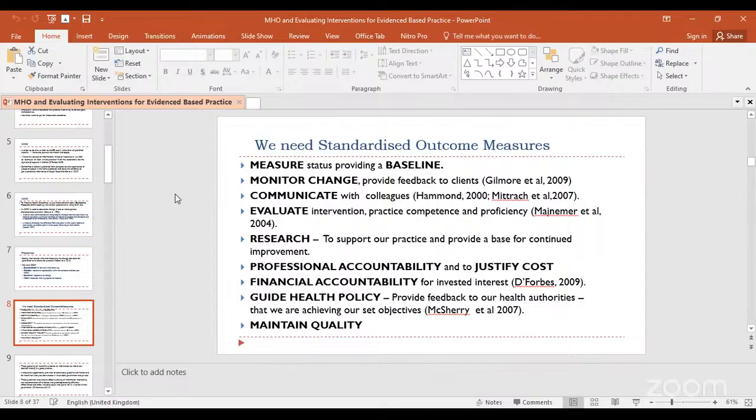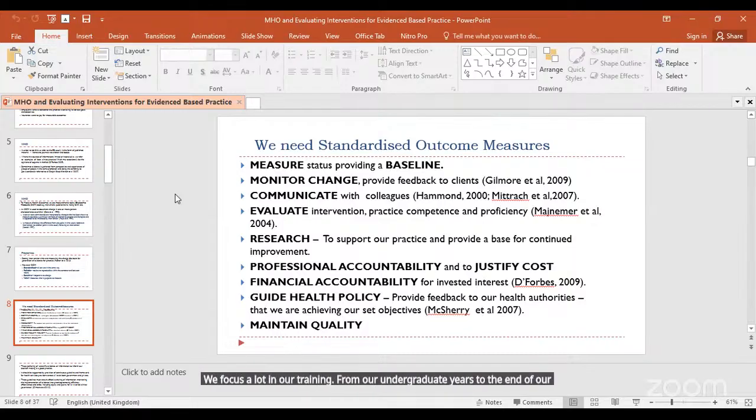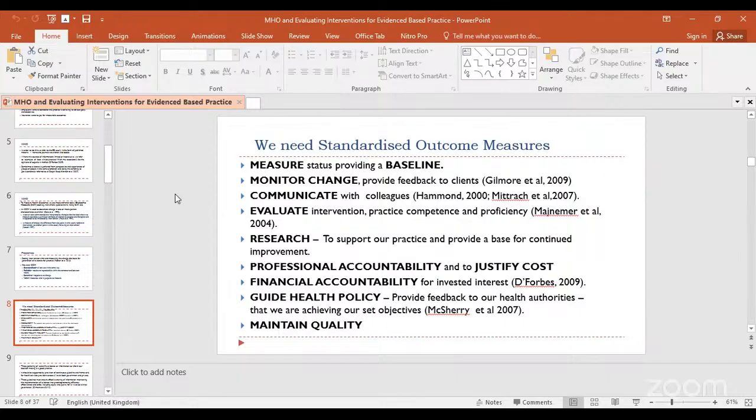You can only do that when you move inside measuring health outcomes, because you are now looking at the overall picture, not just the tool. We are managing human beings who are social. We focus a lot in our training, from our undergraduate years to the end of our career, on the tool, not on the person. We can use the same tool to guide health policy. Do we use it within the context of health policy? Do we measure to look at how this can change our rules and regulations? That is what we mean by measuring health outcomes, not just the tool.